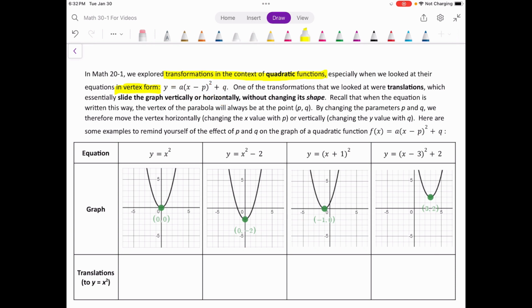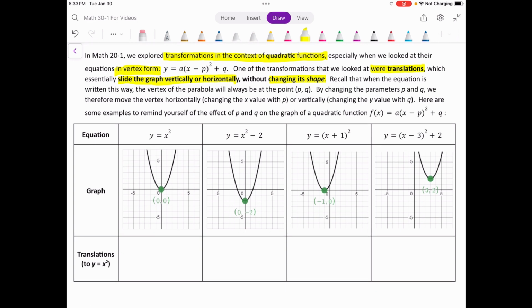One of those transformations that we looked at were translations, which essentially slide the graph vertically or horizontally without changing its shape. So we just take it and move it up, or down, or sideways, okay? But we're not going to be stretching it to make it taller or wider or anything like that. We really are just moving it around for a translation. Transformations in general, that's what they do. They take a graph and they transform it. So for a translation, that's like a slide or a shift, right? We just move it around. That's how we change the graph.